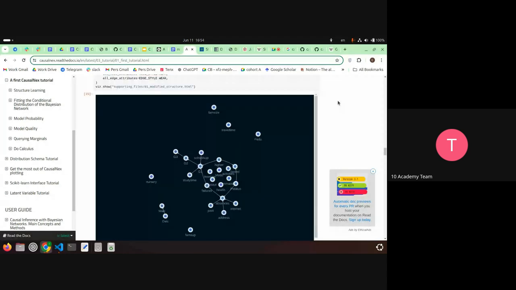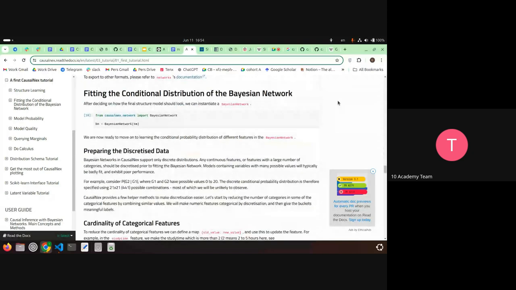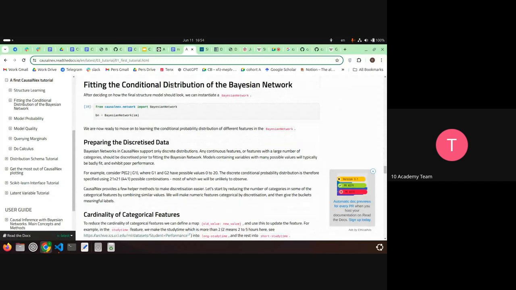So as I said, all of this we did. So this is the next part. This is the one where you have to fit the conditional probability distribution. And to do that, I didn't clarify this part yesterday: you need to discretize your data. It has to be discrete, just because in their implementation, the CausalNex implementation of Bayesian networks for structural graphical models, they only have a discrete probability distribution, not continuous. So all your variables have to be discrete.